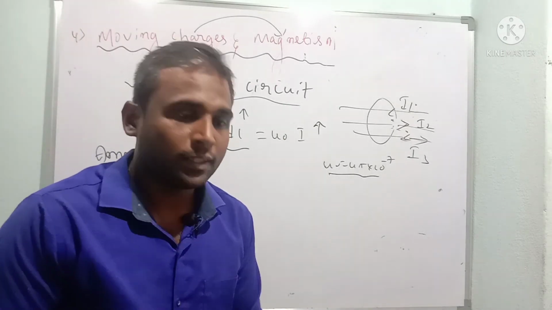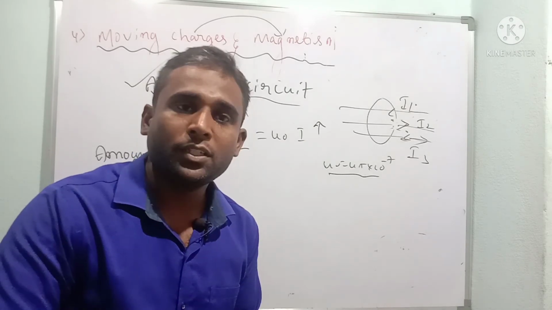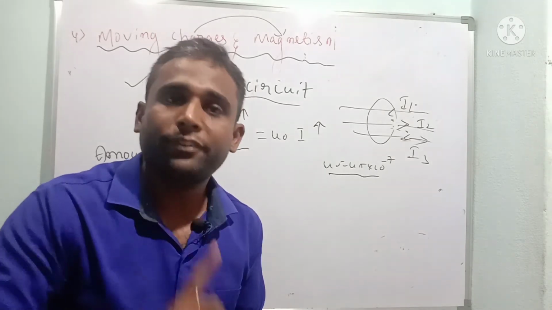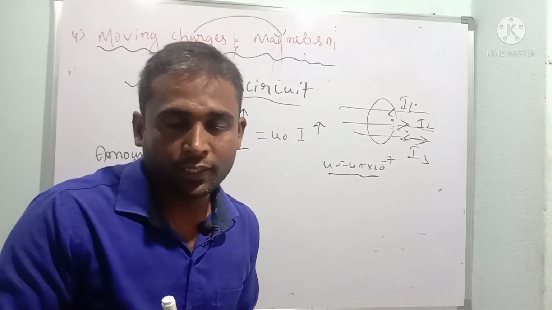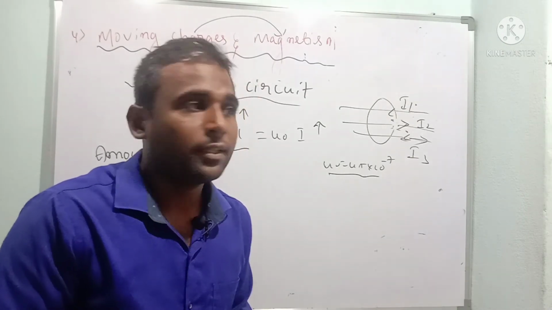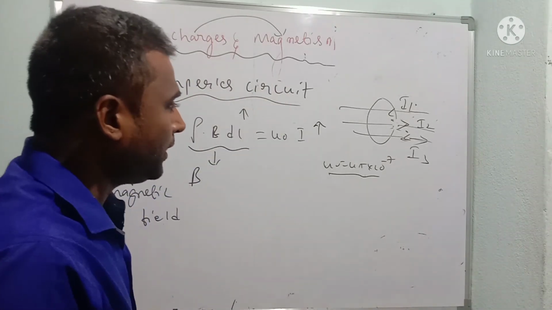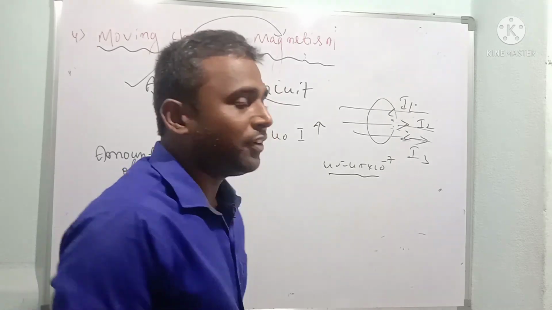So what did you understand? Magnetic force, the expression for magnetic force, speed, radius, and frequency of the charged particles. Later on, Biot-Savart law. Then we came to Ampere's circuit law. And here, last but not least, the velocity selector.